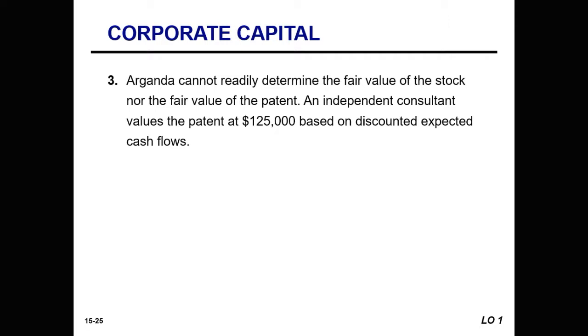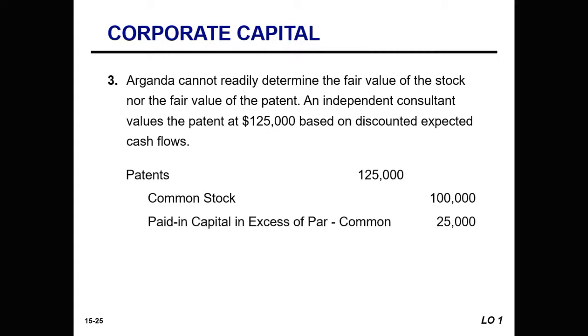So that tells you discounted expected cash flows. He applied the time value of money to his consideration. This provides us a documentable amount to engage in this transaction. We increase patents by $125,000. The common stock increases by the par value of the shares issued, which is $100,000. And the additional $25,000 is credited to the paid-in capital in excess of par common stock.